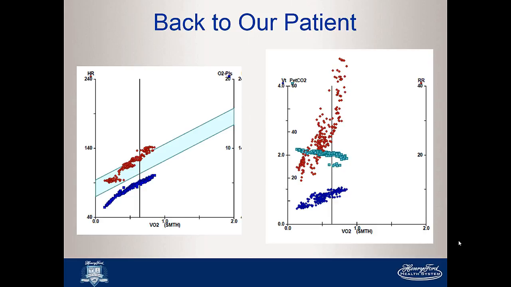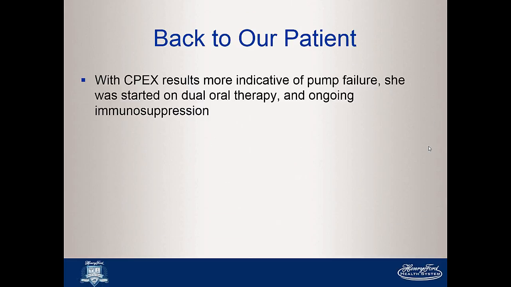So looking at the typical graphs that we're used to seeing, her O2 pulse on the left in blue is below what's predicted, and you can see in these lines here that drop off in her end-tidal CO2 that we have linked to pulmonary hypertension. So with her results being more indicative of pump failure, she was started on dual oral therapy, as well as ongoing immunosuppression. Under the AMBITION protocol, she was started on ambrisentan and tadalafil.